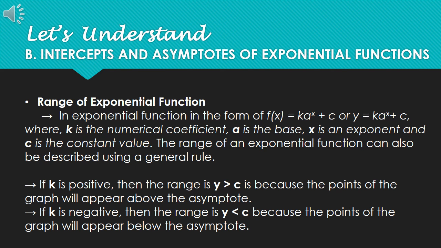So for the range of an exponential function, in the form of f of x equals k times a raised to x plus c, we will take note of the value of k and the value of c. If k is positive, then the range is y greater than c because the points of the graph will appear above the asymptote. And if k is negative, then the range is y less than c because the points of the graph will appear below the asymptote.